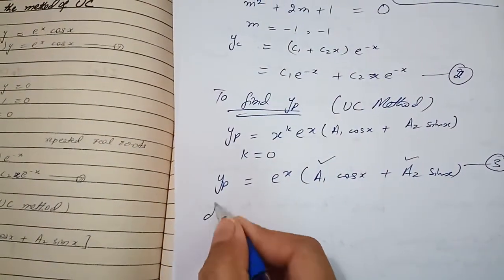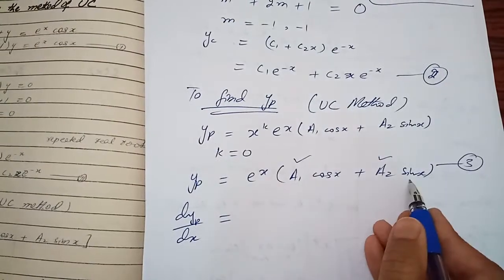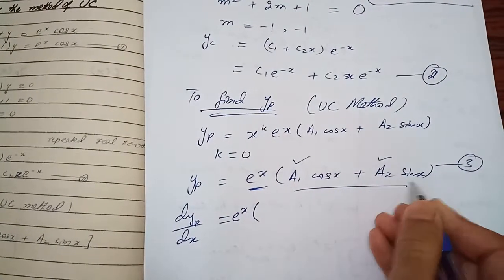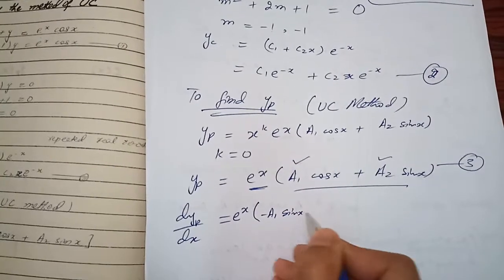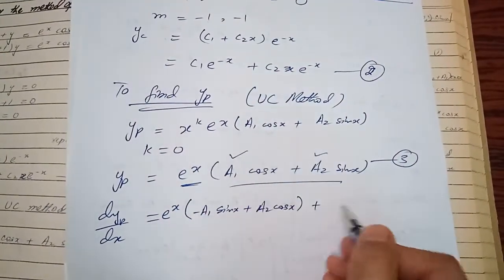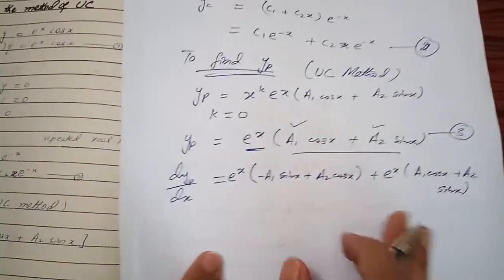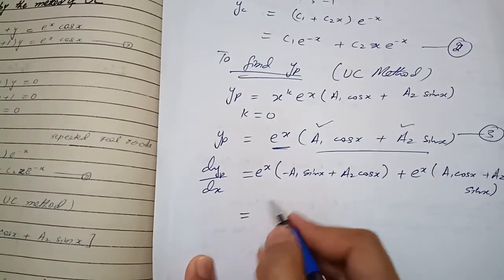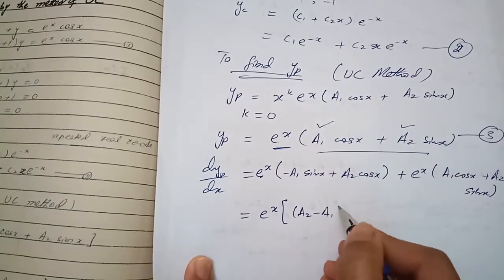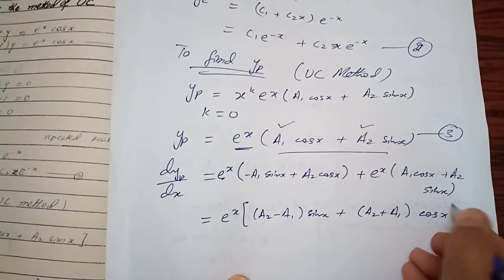So let's find its first derivative, dy/dx. You can see that e^x is multiplying with this, so we are going to use the product rule here. First, e^x as it is, and the derivative of this bracket, which is negative a1 sin x plus a2 cos x. Plus this bracket as it is and the derivative of e^x, that is e^x (a1 cos x plus a2 sin x). Now simplify it. Take e^x common: (a2 minus a1) sin x plus (a2 plus a1) cos x, like this.